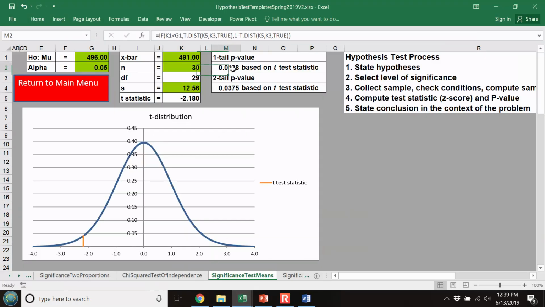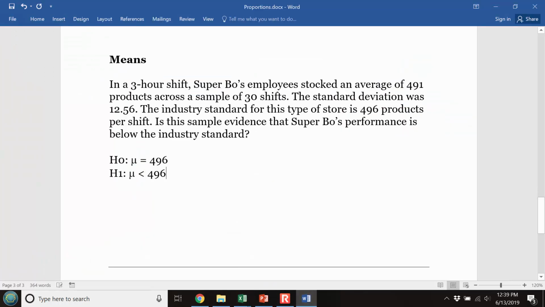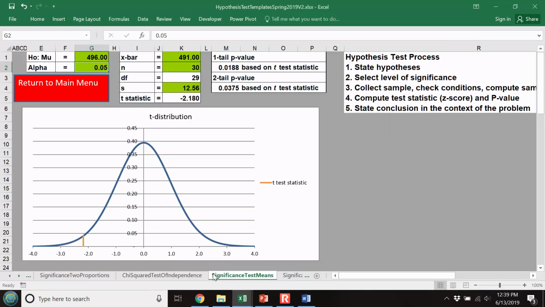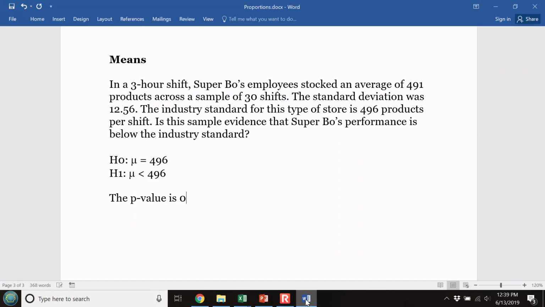So we look at the one-tailed p-value and it's 0.0188. Well, that's less than 5%. So the p-value is, I already forgot what it was, 0.0188. Since this is less than alpha, we reject the null hypothesis.